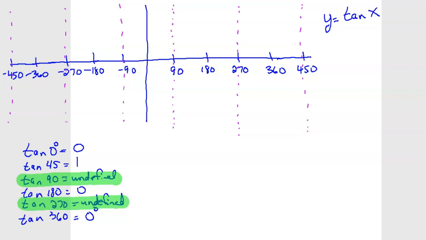Notice what happens between those asymptotes. The tangent of 0 is 0, so halfway in between, we're going to get 0. Now, I did write one more point in there so you can understand what's going to happen. The tangent of 45, 45 is right here, and notice it goes up to 1. And negative 45 would be down at negative 1.